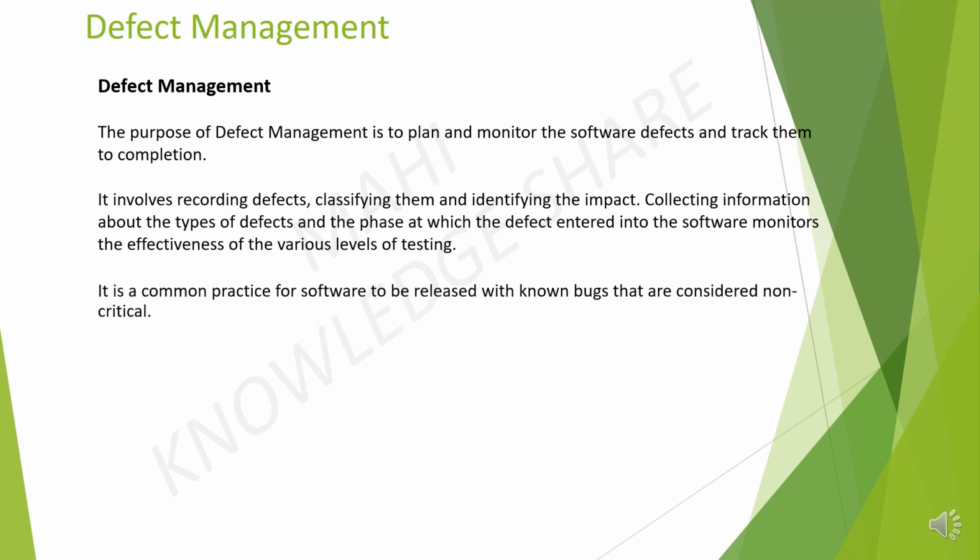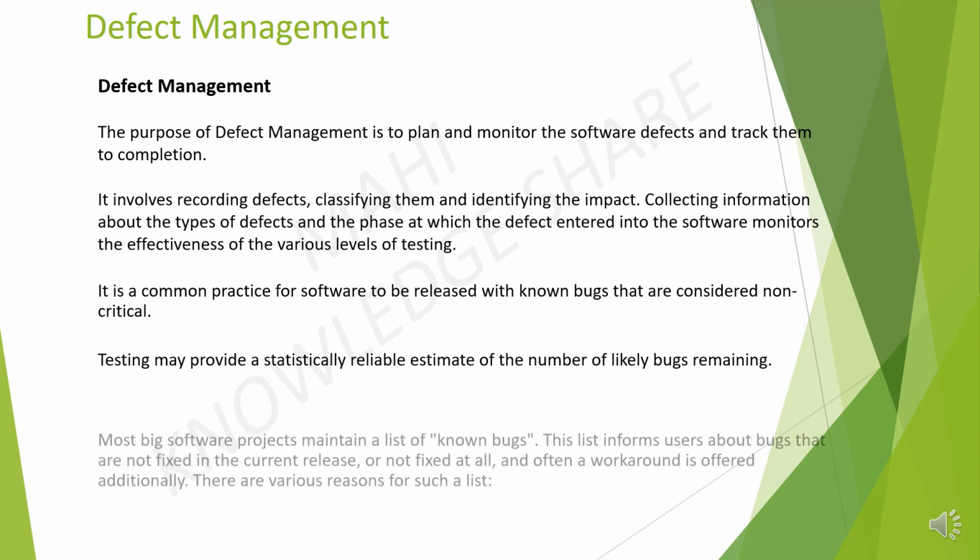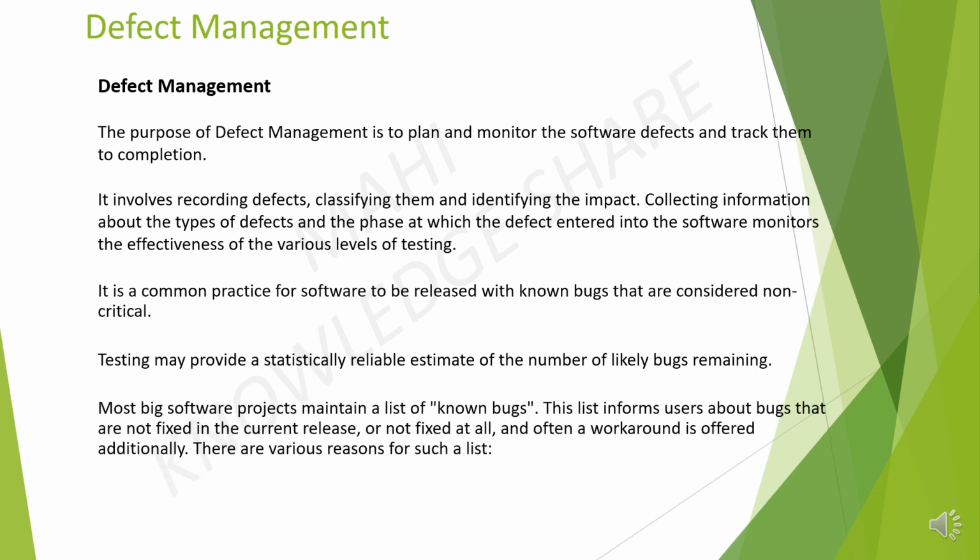It is a common practice for software to be released with known bugs that are considered non-critical. Testing may provide a statistically reliable estimate of the number of likely bugs remaining. Most big software projects maintain a list of known bugs. This list informs users about bugs that are not fixed in the current release or not fixed at all, and often a workaround is offered additionally.